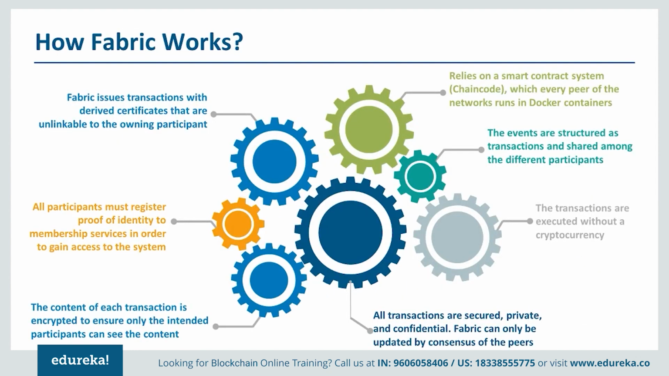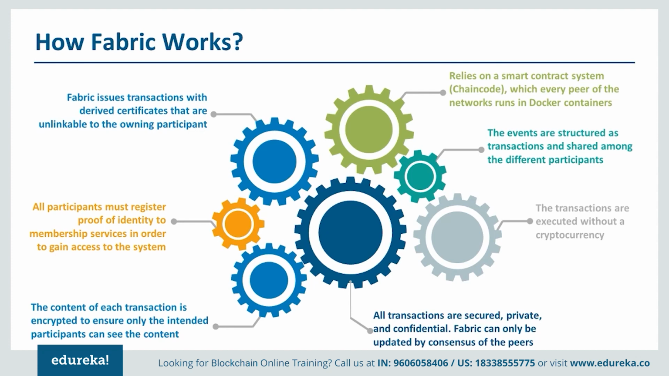How does Fabric work? Fabric issues transactions with derived certificates that are unlinkable to the owning participant. All parties must register proof of identity with the membership service in order to gain access. The content of each transaction is encrypted to ensure only the intended participant can see the content. So each and every piece of content is digitally encrypted using public-private keys, as we have in Bitcoin and Ethereum. All transactions are secured, private, and confidential.